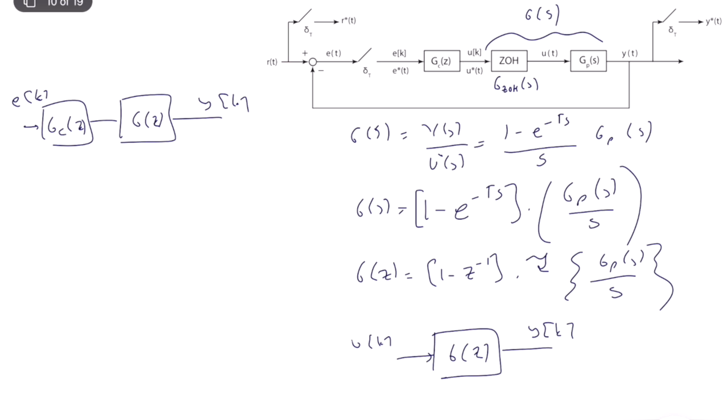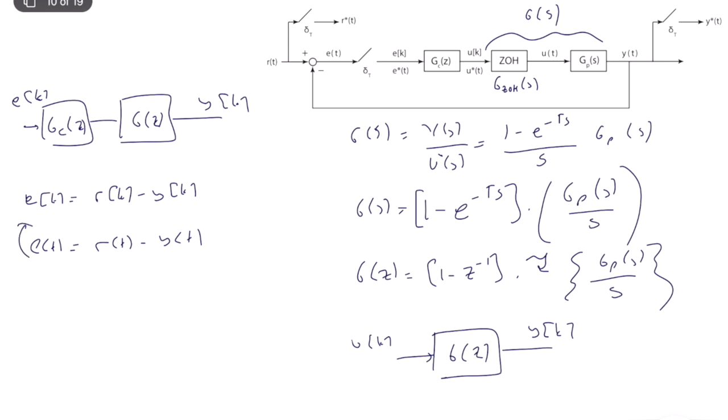So if I analyze it, I can clearly write like this. So e(k) is equal to, technically, r(k) minus y(k), right? We know that e(t) is equal to r(t) minus y(t). If you sample e(t), you obtain e(k).